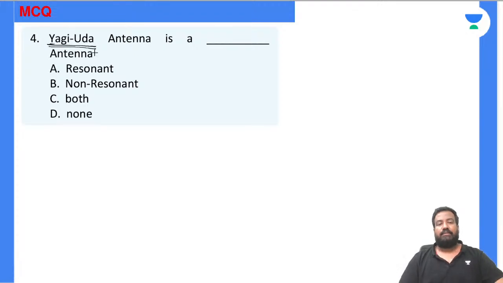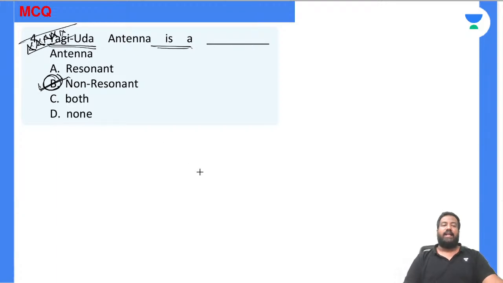Yagi-Uda antenna is a dash antenna. Yagi-Uda antenna is a special case of a non-resonant antenna. Remember, very important question. Yagi-Uda antenna is a special case of non-resonant antenna. Very important. And helical antenna, in axial mode it is non-resonant, and in normal mode it is resonant antenna. Very, very important. Please make a note. Everyone please make a note.